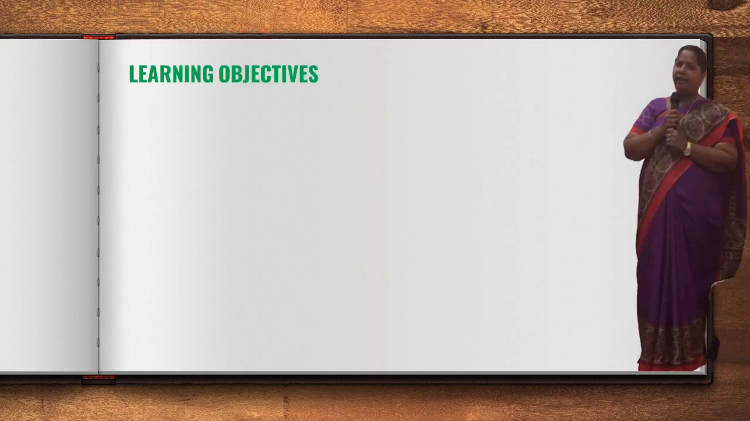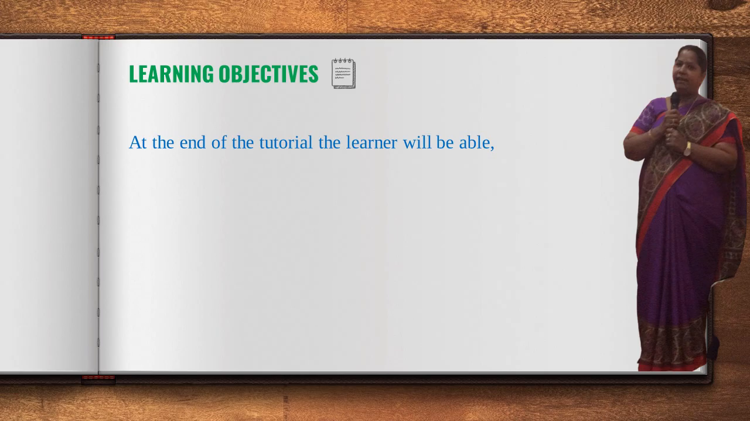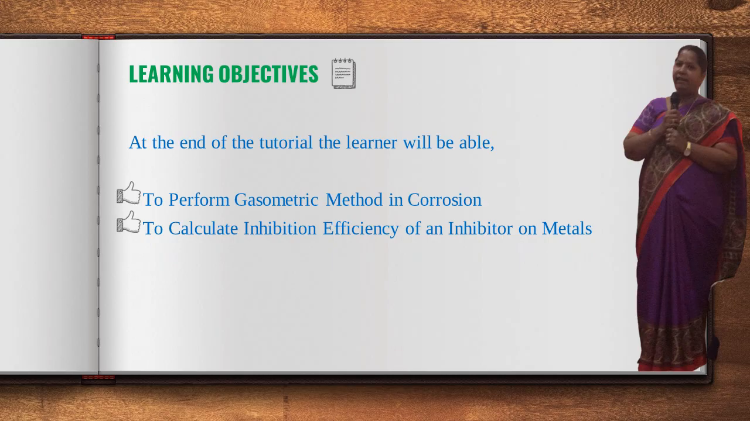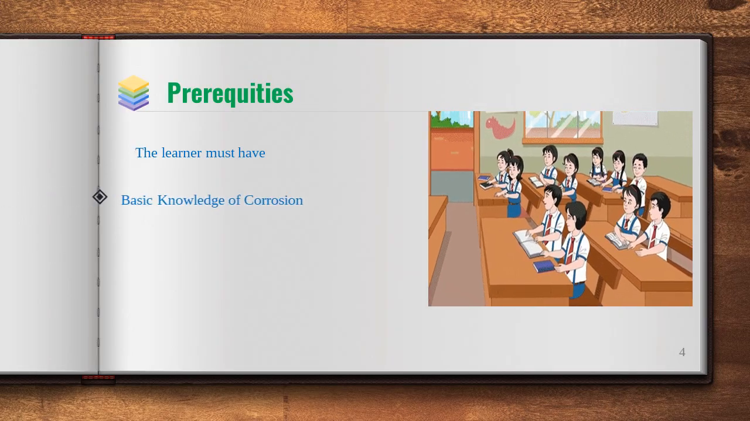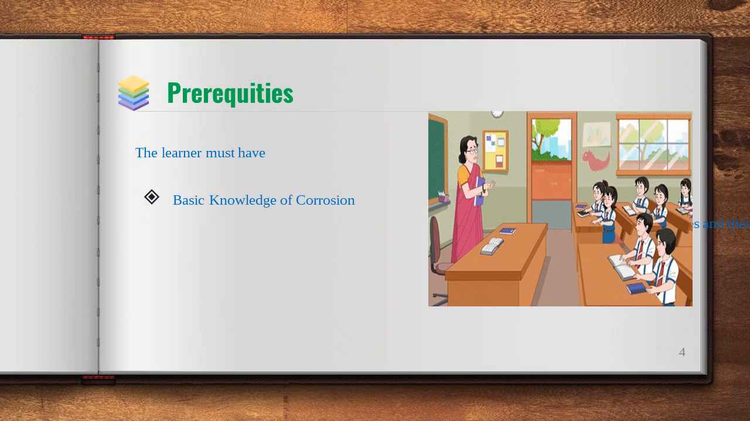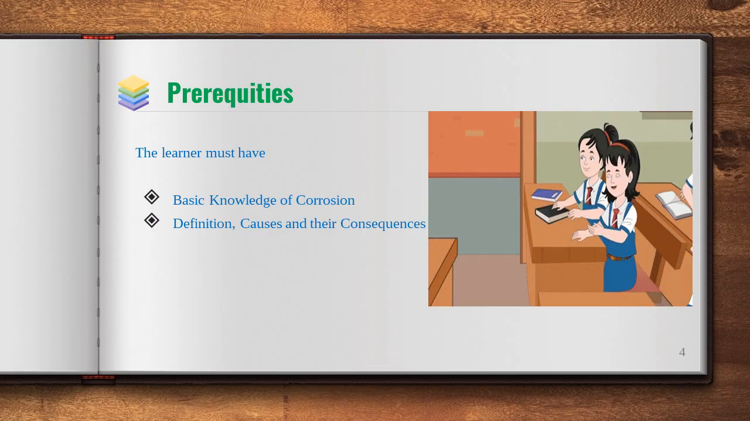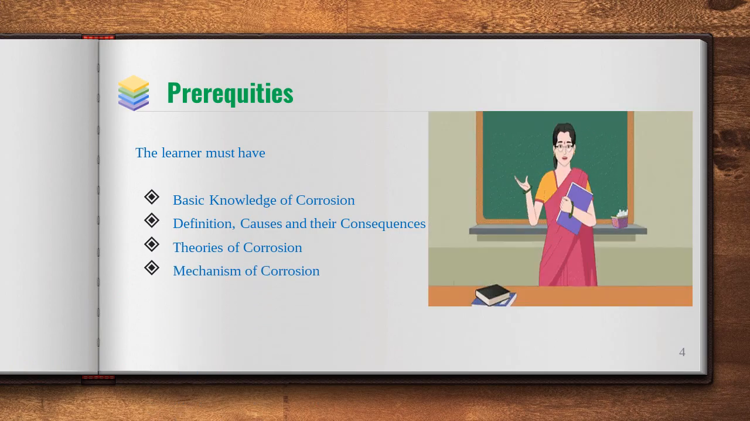The learning objectives of this tutorial are: at the end of the tutorial, the learner will be able to perform gasometric method in corrosion and to calculate the inhibition efficiency of an inhibitor on metal. The prerequisites are: the learner must have basic knowledge of corrosion, definition, causes and their consequences, theories of corrosion, and mechanism of corrosion.